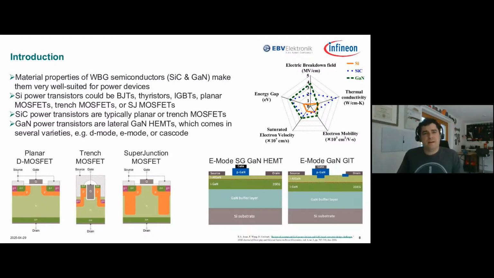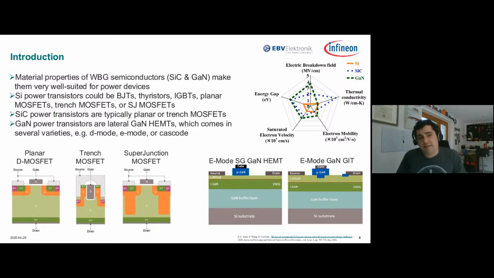So I always like to start by showing this spider chart. It's essentially the same data that Milan was showing before, because it really indicates that there are material benefits if we were to make the same exact transistor, the same exact MOSFET or IGBT or BJT, with silicon carbide and GaN.